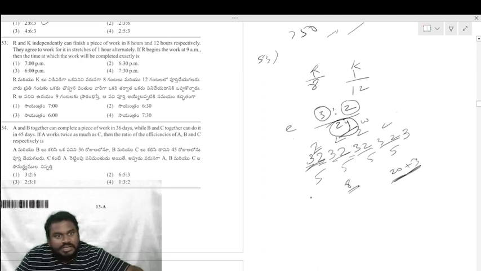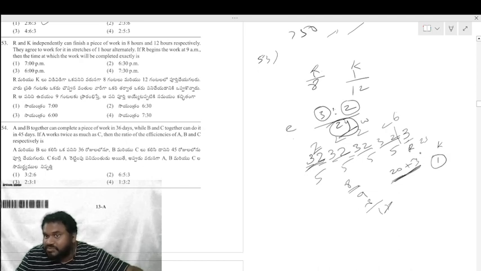When they're starting at 9 a.m., you add 8 to 9 a.m. How much? 17. 17 means 12 plus 5. So till 5, they have finished 20 works. And till 6, they have finished 23 works. Who is finishing the 23rd work? R is finishing. And K comes, finishes the remaining one work, the 24th work.